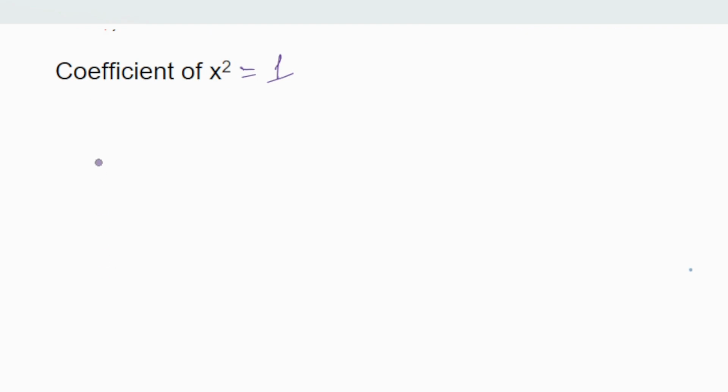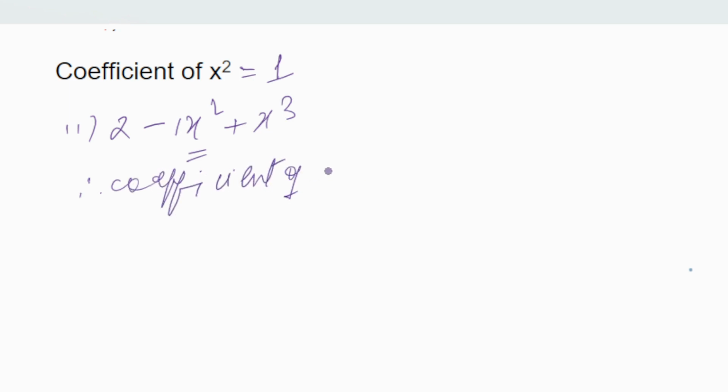Okay, so number 2 is 2 minus x square plus x cube. What is the coefficient of x square? What is the number I have before x square? Minus, and nothing means 1, I can write. So therefore the coefficient of x square will be equal to minus 1.